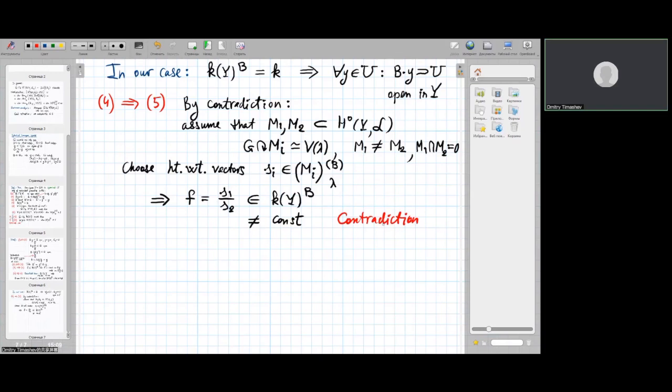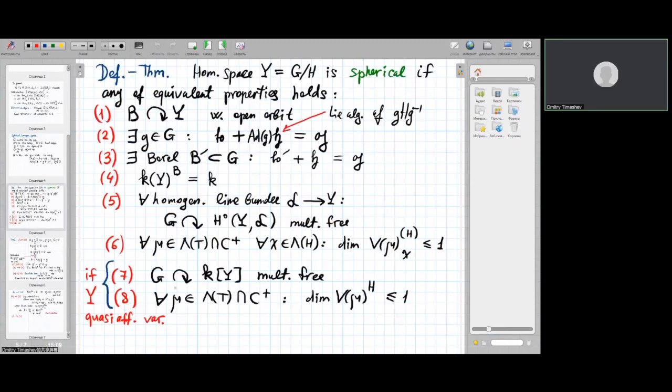Thus, we have proved that condition 4 implies the multiplicity-free condition 5. Now, instead of proving that 5 implies 4, the reverse direction, let me first prove that 5 implies 7. The condition 7 here is that the representation of G in the algebra of regular functions on Y is multiplicity free.